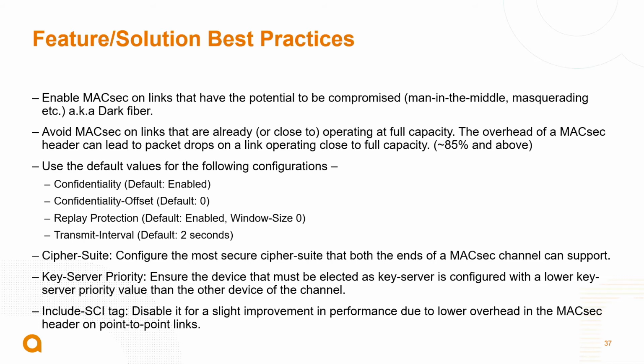Use the key server priority to make sure that whichever device you want to be elected as the key server has the lowest key server priority. And you can have include SCI disabled. That will give you a slight improvement in performance, because the MACsec header shrinks by 8 bytes. So you probably get a bit more of your link capacity back, because since these are only point-to-point links, having the SCI tag in the MACsec header probably is not going to help much.